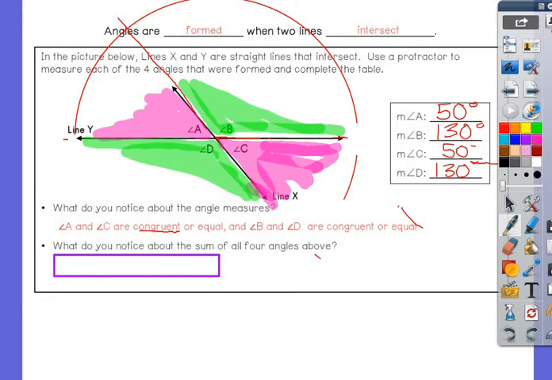Wait. All 4 of them? No. They all add up to 180. All 4 of them add up to what? 540. 360.